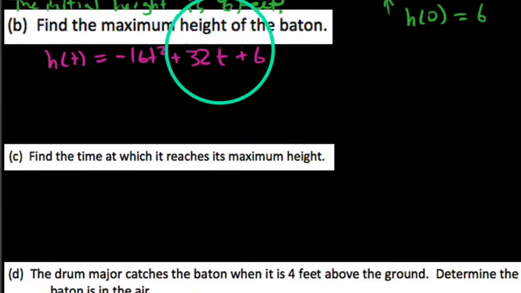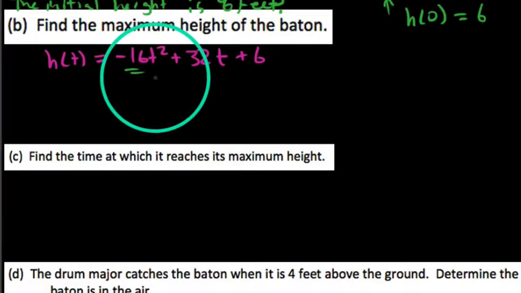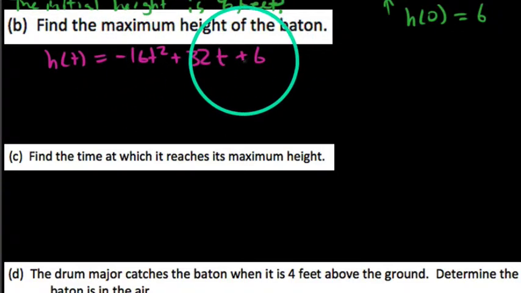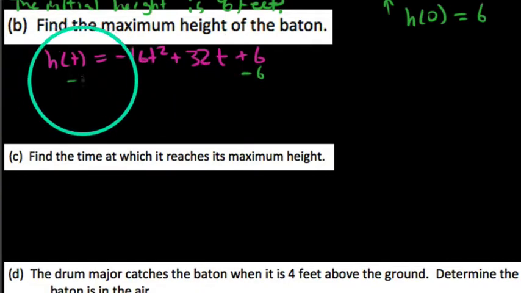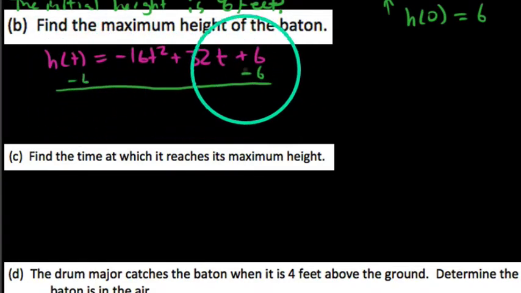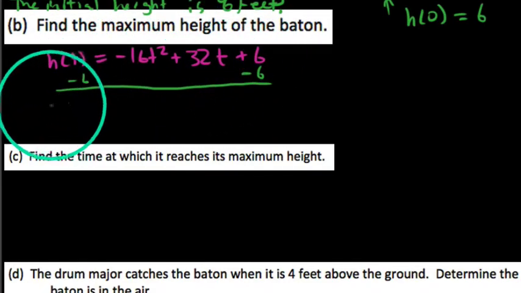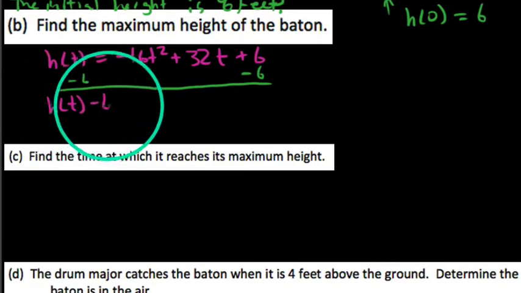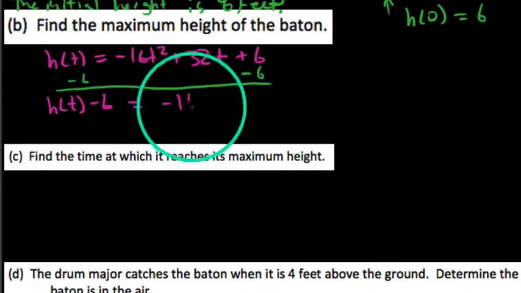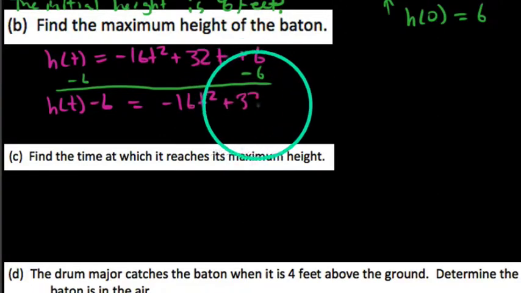So a little bit different than the last few examples we saw because we have an a value that is not 1 here, but very much the same in that we're still just going to move the loose constant to the other side so that we can make this a perfect squared trinomial. And so on the left we get our height minus 6 is equal to negative 16t squared plus 32t.